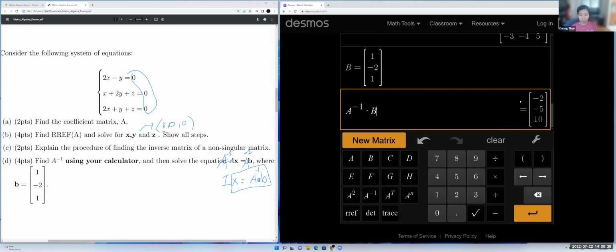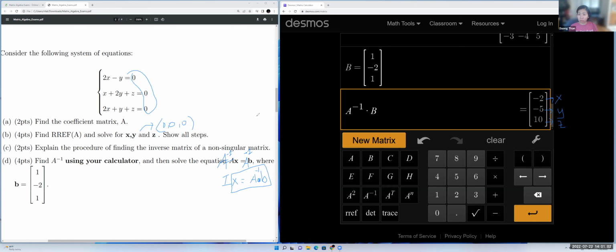All right. Here is your solution. The solution XYZ will be equal to -2 as the value of X, -5 as the value of Y, and 10 as the value of Z. So this is X, this is Y, and this is Z.